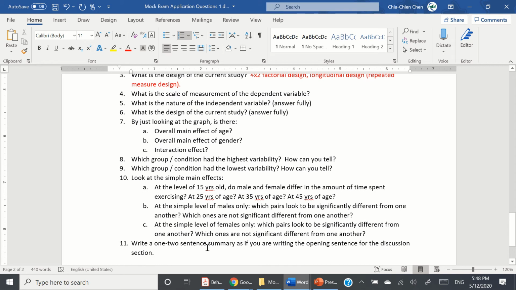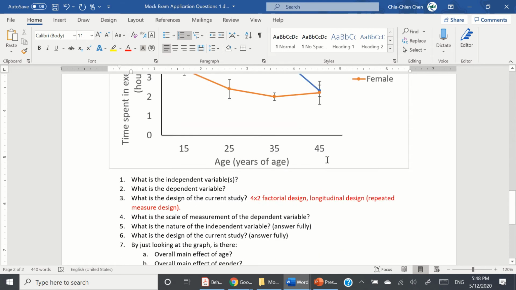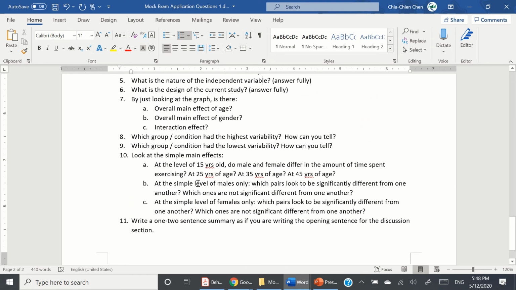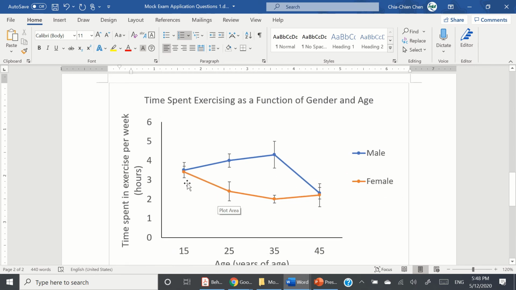Okay, now B, at the single level of male only. So now we don't care about the female, we're only looking at the male. At the simple level of males only, which pairs look to be significantly different from one another? Which ones are not? We're looking at 15 versus 25 years of age. Do the error bars overlap? Yes, they overlap a lot. So that means 15 versus 25 in the males only, they're not significantly different from one another.